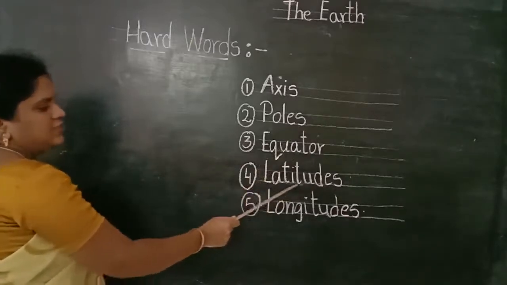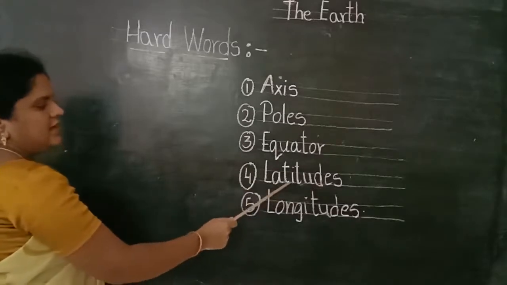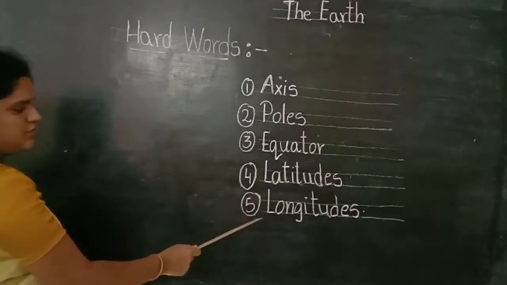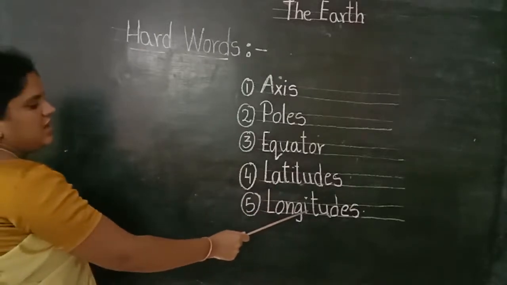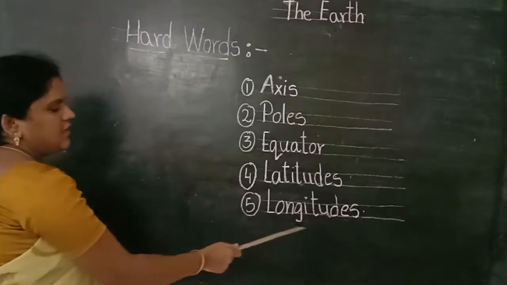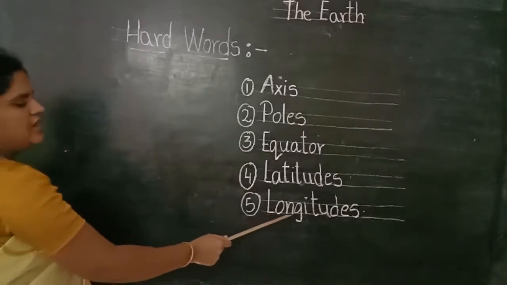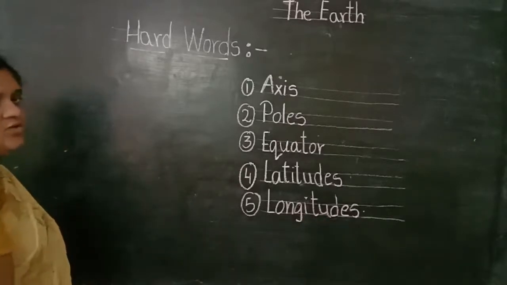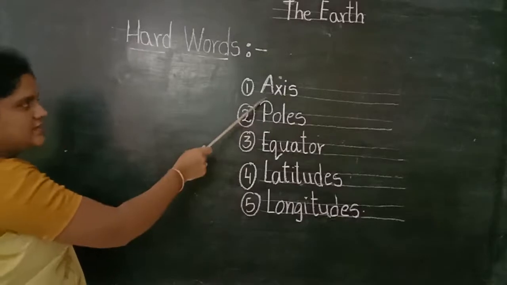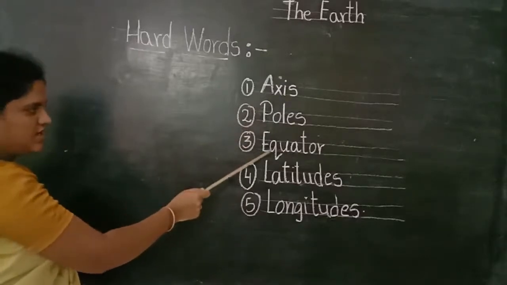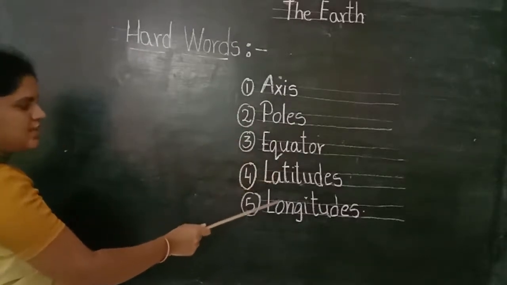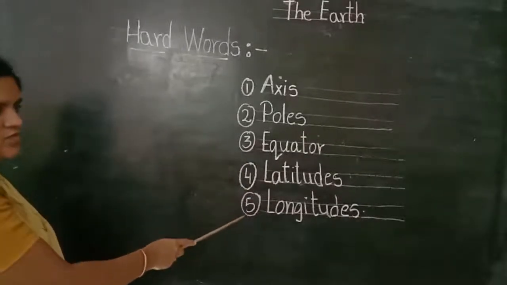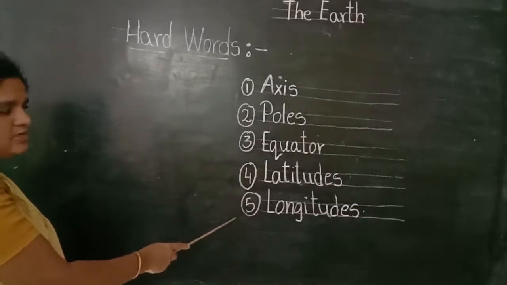latitudes, latitudes. Fifth one, longitudes, longitudes. Once again repeat, children. Axis, poles, equator, latitudes, longitudes. Okay, children, learn and write these 5 words 2 times at home.